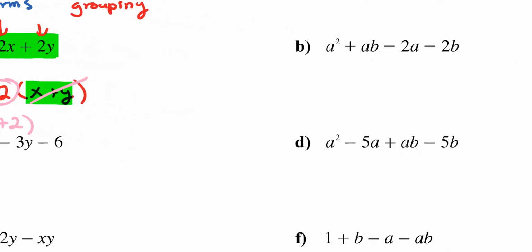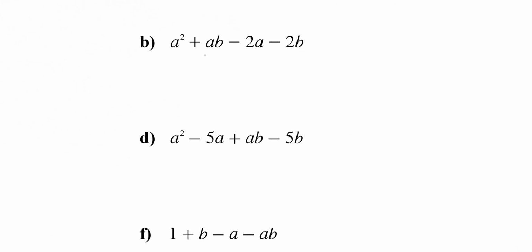Okay, let's move on to letter B. Once again, I have 4 terms, 1, 2, 3, 4. If that's the case, put a vertical line right down the middle so that you have 2 terms on each side. On the left-hand side, I have 2 a's and 1 a, so there's a common term of a in both cases there. So we always pull out the a that has the smallest power there.